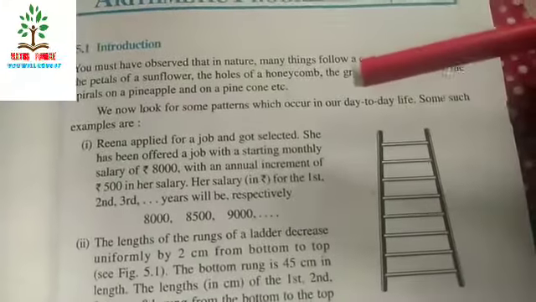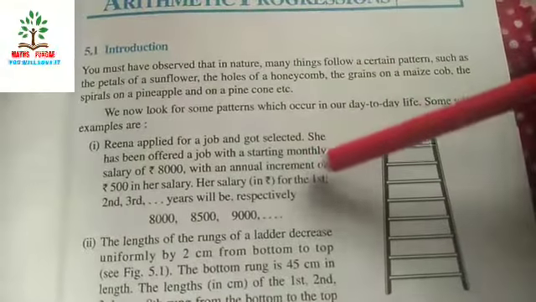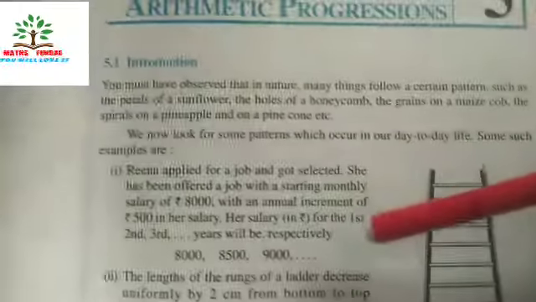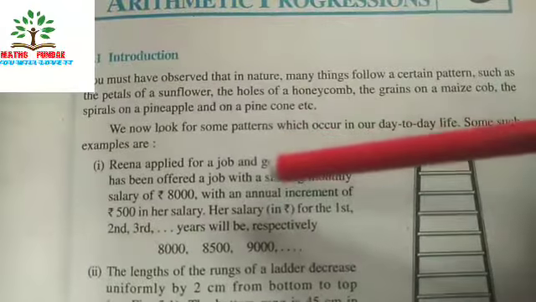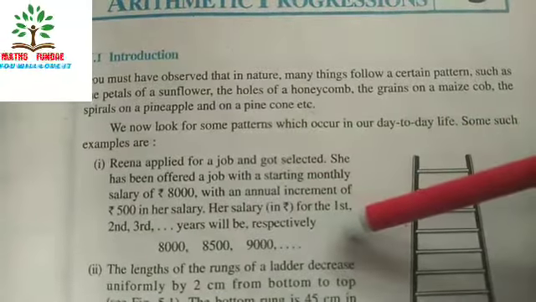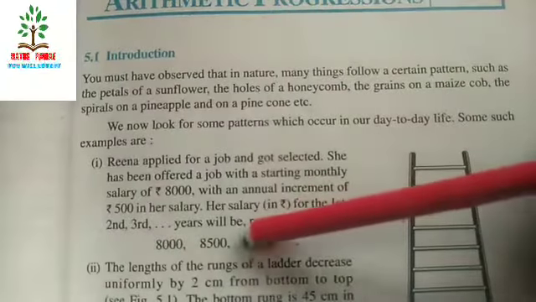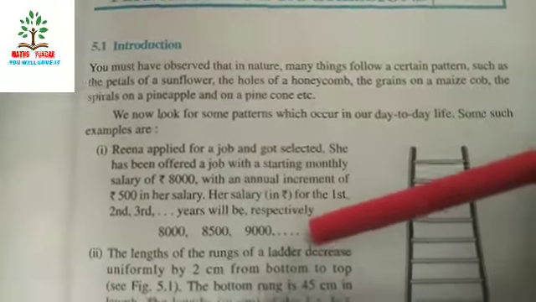If we see here, Reena applied for a job and got selected. She has been offered a job with a starting monthly salary of rupees 8,000 with an annual increment of rupees 500 in her salary. Her salary in rupees for the first, second and third years will be respectively 8,000, 8,500 and 9,000.